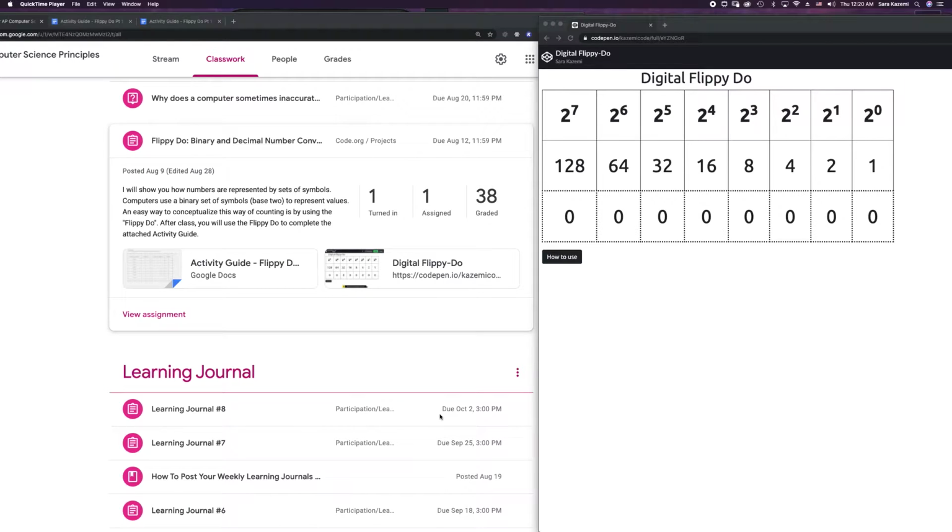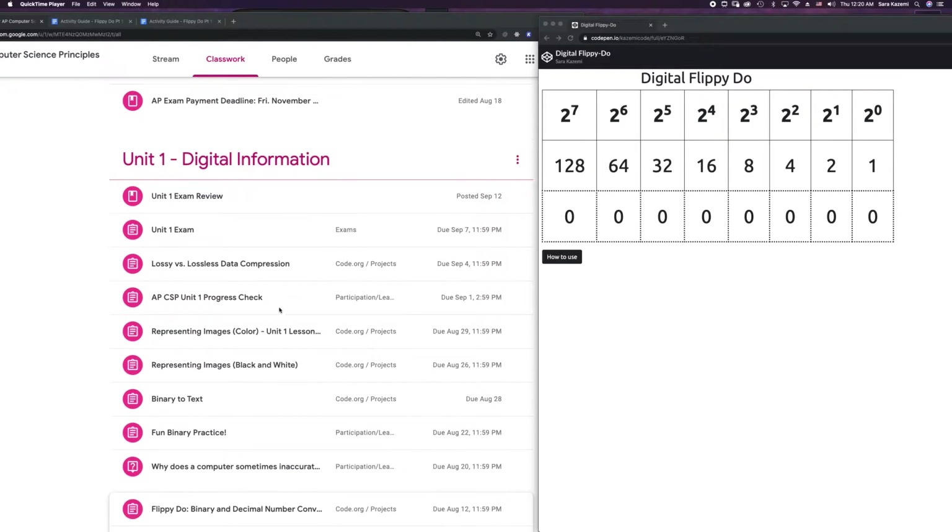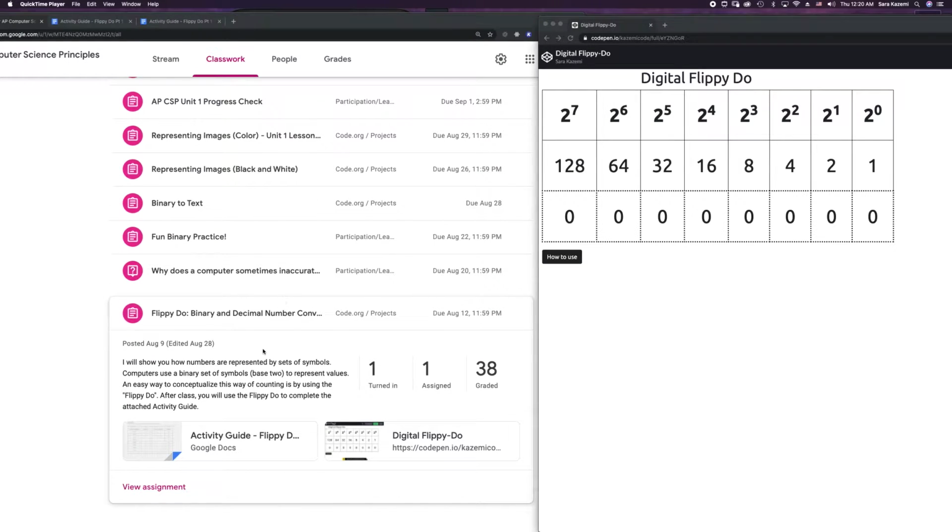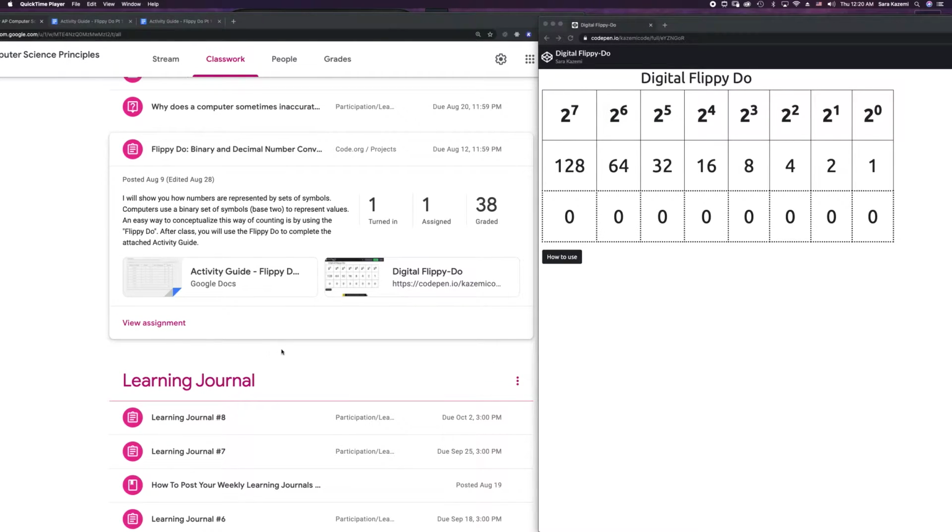Over an older homework assignment from Unit 1 having to do with binary and decimal number conversions. You can find it under the classwork section of our Google Classroom under Unit 1, and it will be this assignment labeled Flippy binary and decimal number conversions. So before doing this assignment, I covered what binary and decimal number systems are.